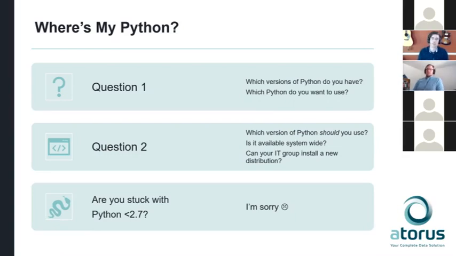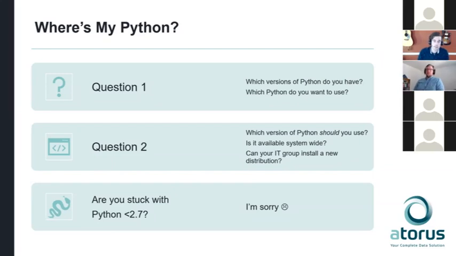One of the first questions that you should be asking yourself is what versions do you have access to in your system? If you have a Linux system, you probably do have Python available unless IT specifically removed it. And which do you want to use? So question two is which version should you use? And like I mentioned, is it available system-wide? You don't want to be producing tools that are installed within your home directory on Linux. If it's something that you're going to deploy to a larger group, you need to make sure that that version of the language is available.